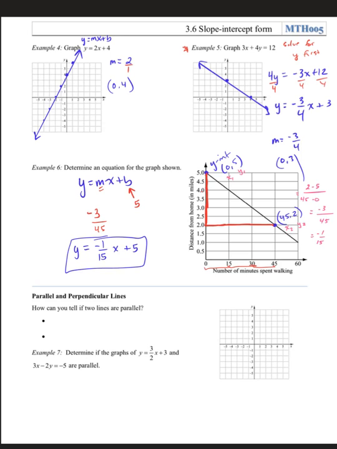The next thing, parallel and perpendicular lines. Before we fill in these two bullet points right here, we are going to look at example 7 first. Determine if the graphs of y equals 3/2 x plus 3 and 3x minus 2y equals -5 are parallel. Let's first start by graphing both of these. So we want to graph this, and then let's also graph this one as well.